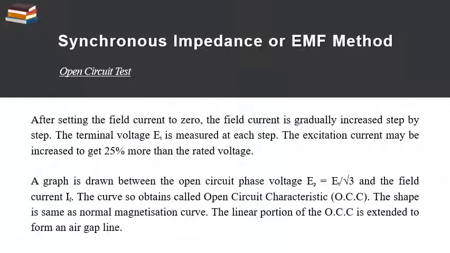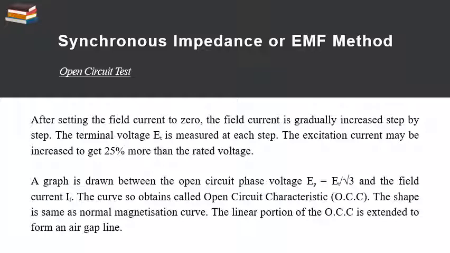After setting the field current to 0, the field current is gradually increased step by step. The terminal voltage ET is measured at each step. The excitation current may be increased to get 25% more than the rated voltage. A graph is drawn between the open circuit phase voltage EP, which is equal to ET by root 3, and the field current IF. The curve so obtained is called the open circuit characteristics, in short OCC.